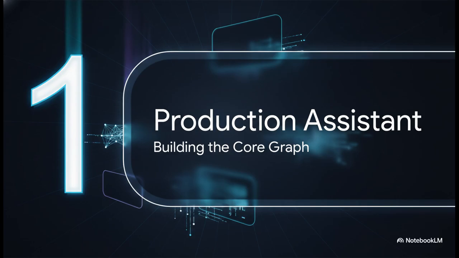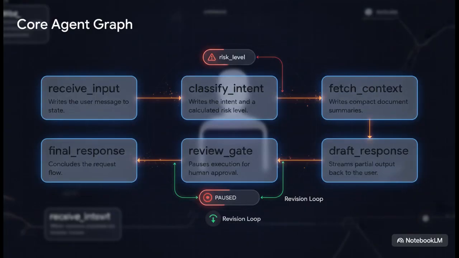The Production AI Assistant. Now imagine how we flow deterministically through this process. Our first action, receive input, simply writes the user message to state. Next up, classify intent, figures out what the user wants and writes both the intent and a calculated risk level. Based on that, retrieve context steps in and writes document references. And crucially here, we're talking about compact context summaries, right? Not massive heavyweight corpora. Then, maybe execute tool handles the heavy lifting, writing structured tool output or maybe an external result ID. From there, draft response kicks in, streaming the partial output back to the user and saving the full response to state once it's done.